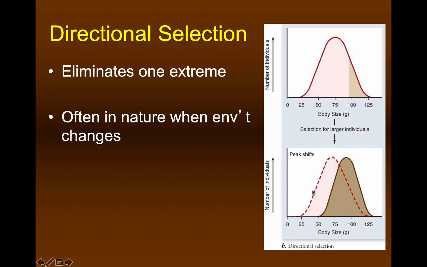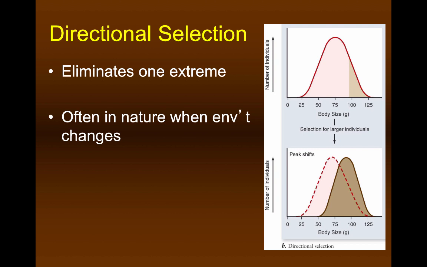The curve goes from being the red dotted line to this black line with the tan shading underneath. The curve is shifted to the right because now the average beak size has gotten bigger. Maybe it's a really extreme drought where only the really big-seeded plants are able to survive and reproduce, so only the really big-beaked birds are able to survive and reproduce as well.